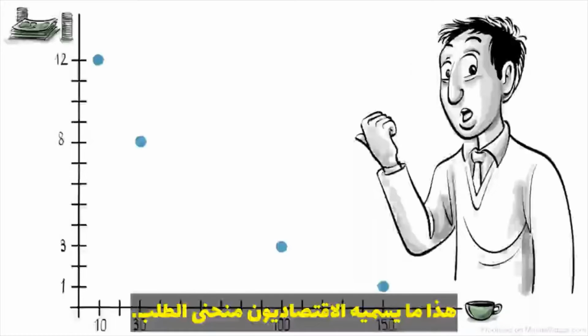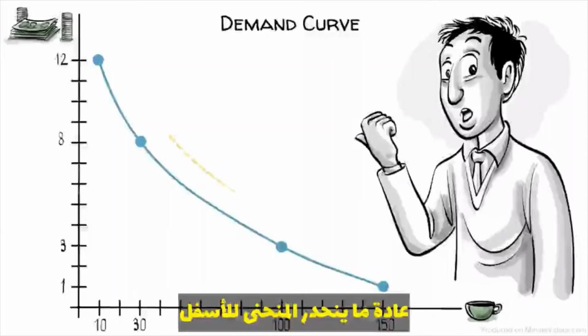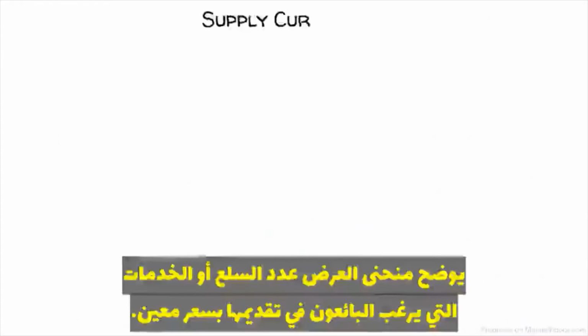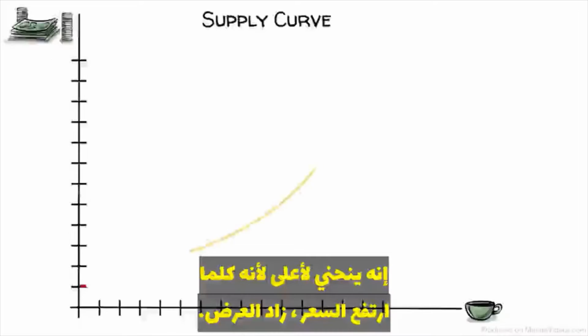This is what economists call a demand curve. It shows how much quantity is in demand at each price. The curve usually slopes downwards because economists assume that the lower the price, the higher the quantity demanded. The supply curve shows the number of goods or services sellers are willing to provide at a given price. It curves upward because the higher the price, the more supply.